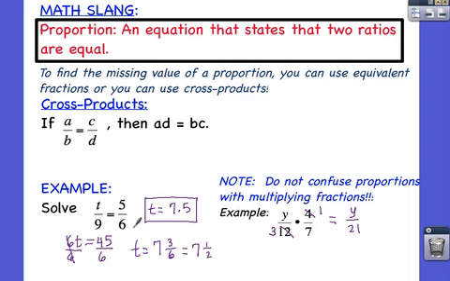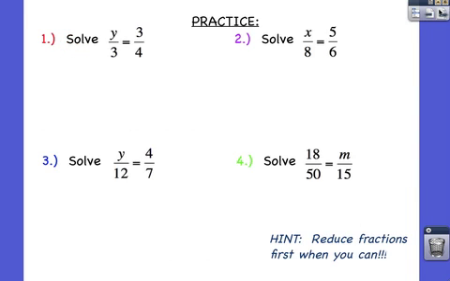Notice how this is different than what we're doing, where there's an equal sign in between the two fractions instead of a multiplication sign, and instead of reducing diagonally, we are multiplying diagonally and setting those products equal to each other. Now you try these 4 problems. So pause the movie and resume when you're ready.